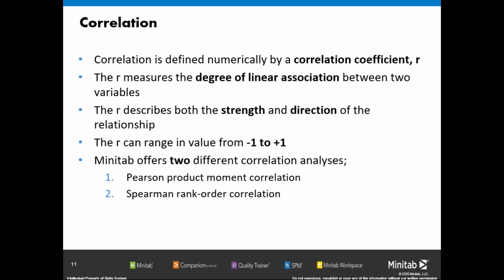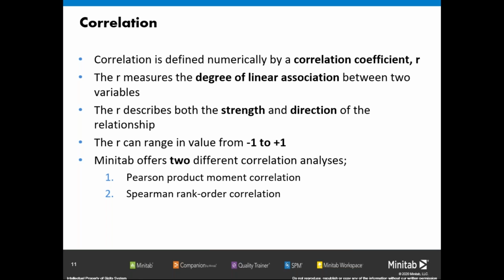Okay, so let's go through the concept before I show how to get this correlation coefficient. Correlation is defined numerically by a correlation coefficient. We call it R. R measures the degree of linear association between two variables, which some others call input and output, or dependent and independent, or target and predictor; the same thing but different terms only. And then R describes both the strength and the direction of the relationship.